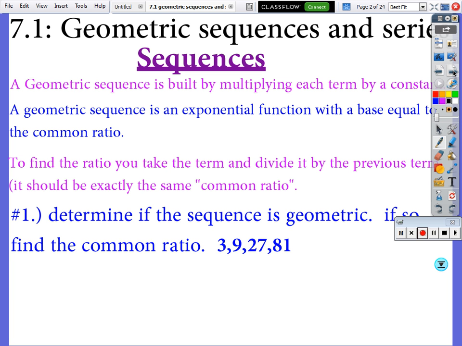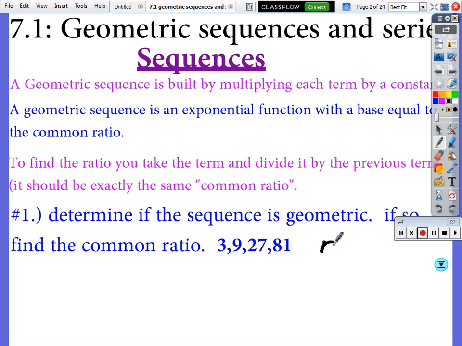So let's just do number 1 on the worksheet together. You can look at your worksheet and work through this one if you want to. Here's our first example. It says, determine if this sequence is geometric. If so, find the common ratio. Notice when I said geometric sequence, I just had a sequence of numbers. So we have the numbers 3, 9, 27, and 81. This one's pretty easy to see. What is the common ratio? What are we multiplying by each time to get from one term to the next?